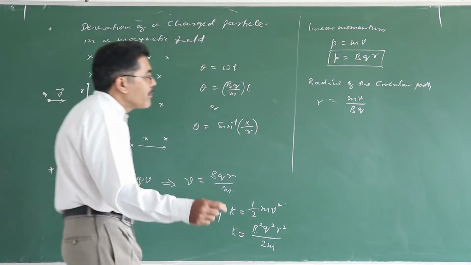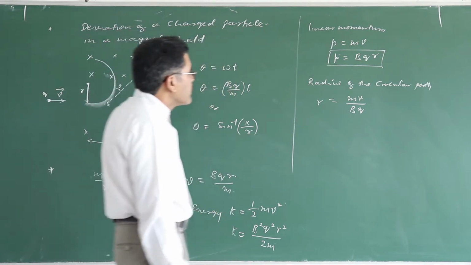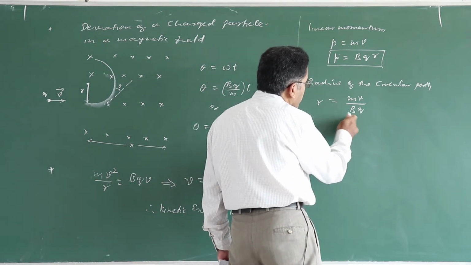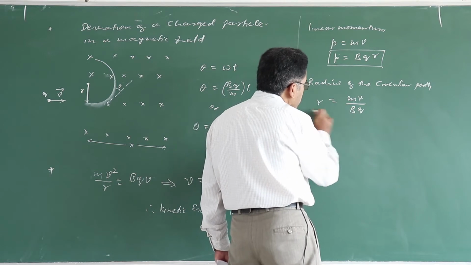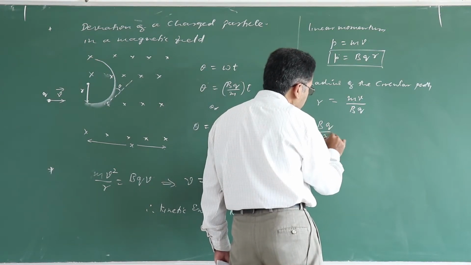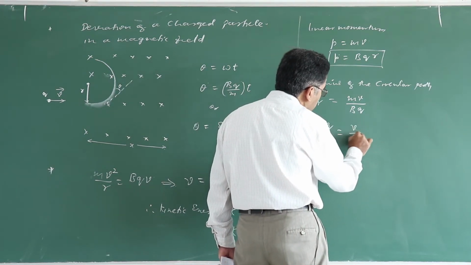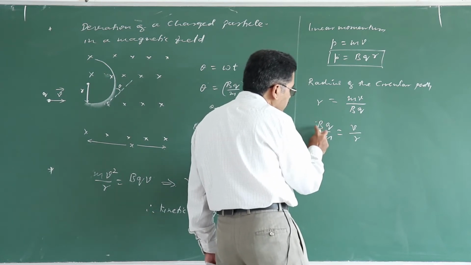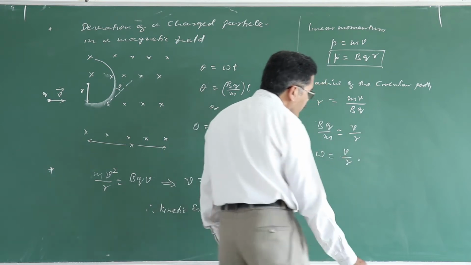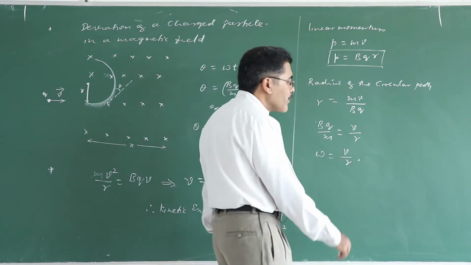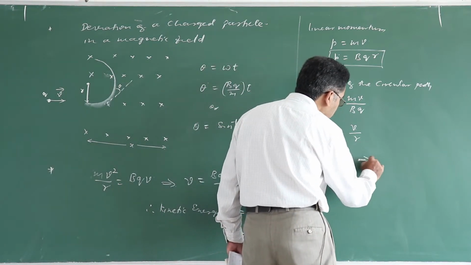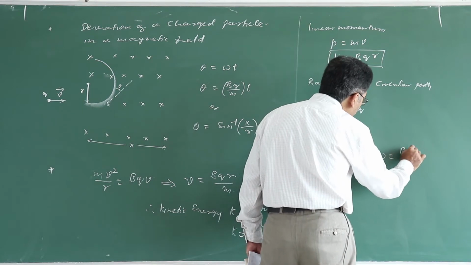See, what is the time period of revolution? We can rewrite this like this: Bq by m is equal to v by R. I indicate this by omega. Omega is equal to v by R, where omega is called angular frequency. We know that v is equal to R omega. Therefore, omega is equal to v by R. This implies omega is equal to Bq by m.